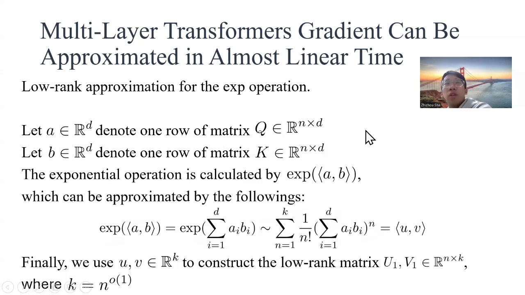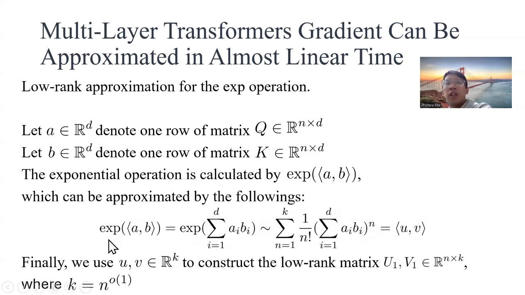Each item in the attention matrix is the exponential of the inner product of two vectors, one from Q and one from K. Let's say we have a vector a of dimension d, which comes from the matrix Q, and a vector b of dimension d, which comes from the matrix K. Then we apply the exponential operation on the inner product of a and b, and we can use the Taylor expansion to approximate this result.